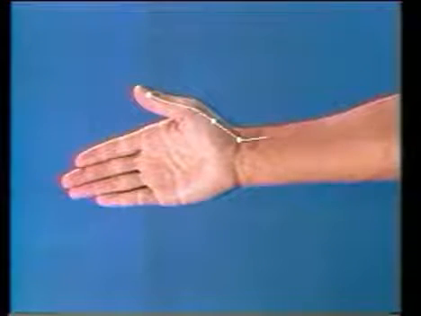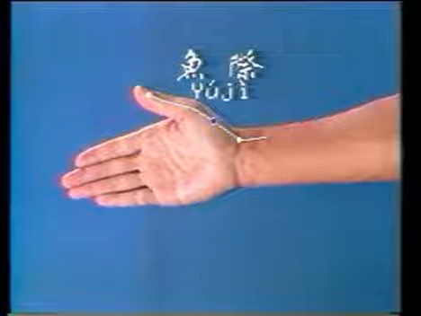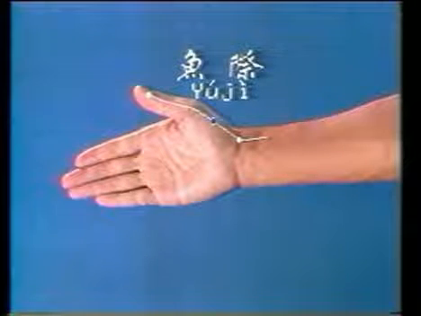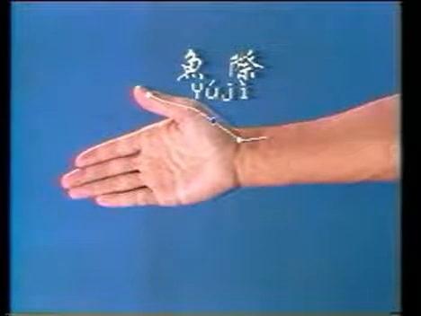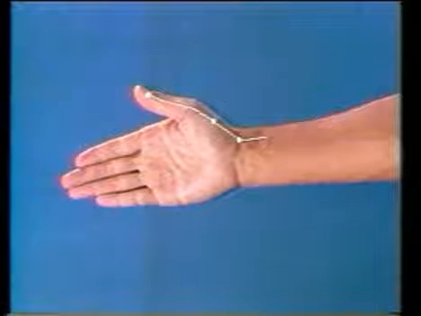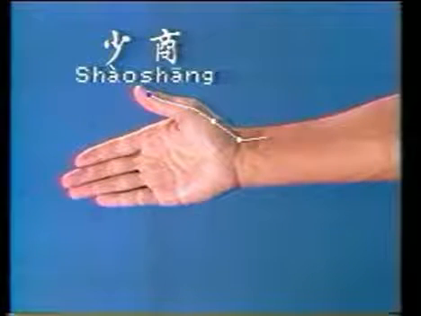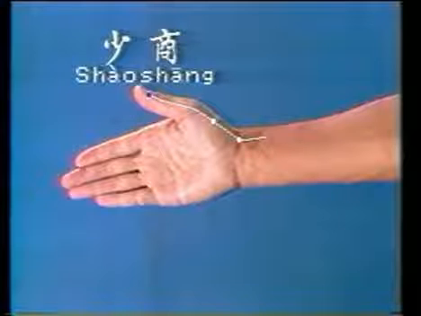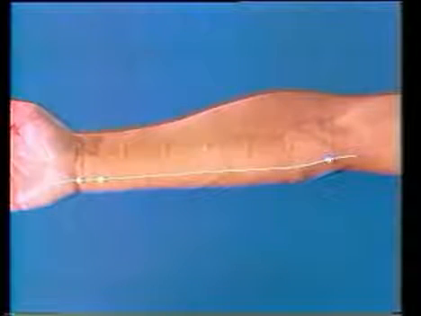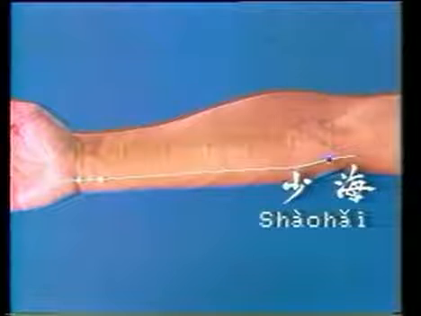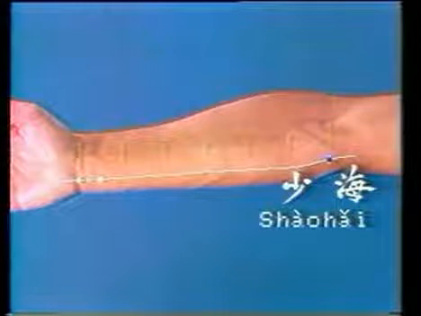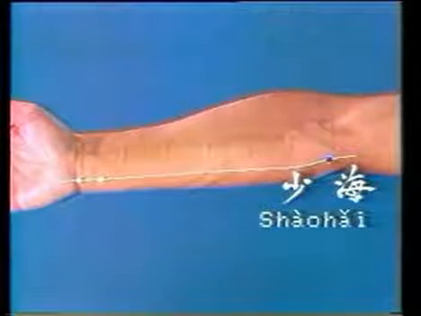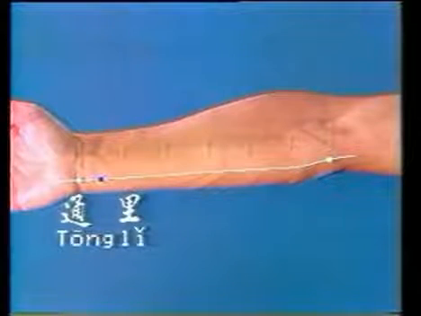Shaohai, heart 3, with the elbow flexed, at the midpoint of the line connecting the medial end of the cubital crease and the medial epicondyle of the humerus. Tongli, heart 5, on the palmar side of the forearm and on the radial side of the tendon of the ulnar flexor muscle of the wrist. Shenmen, heart 7, on the wrist at the ulnar end of the crease of the wrist, in the depression on the radial side of the tendon of the ulnar flexor muscle of the wrist.